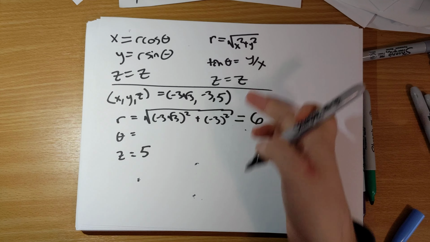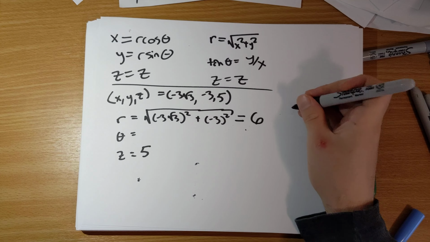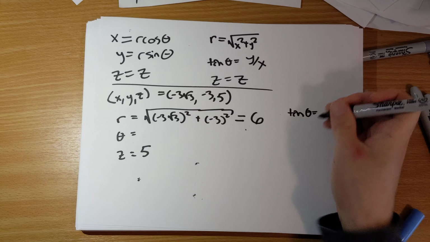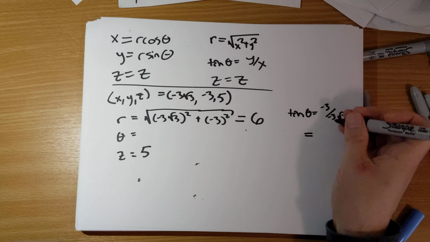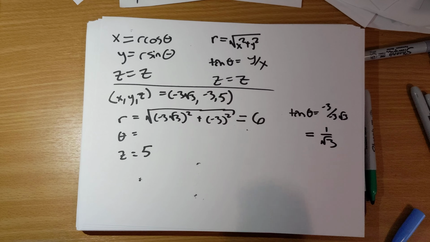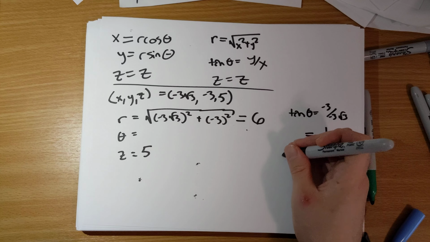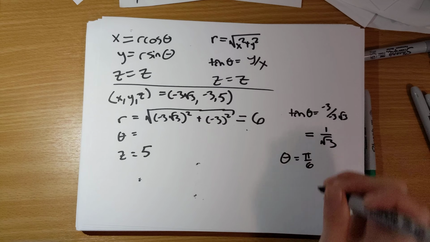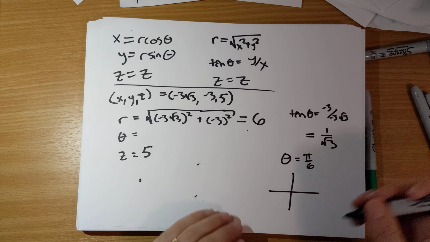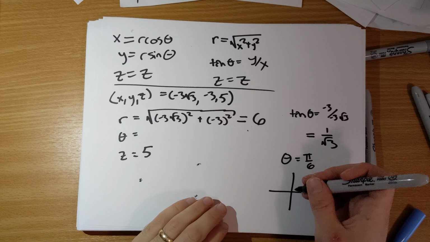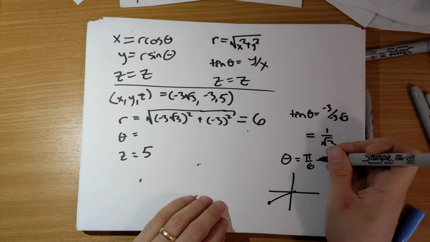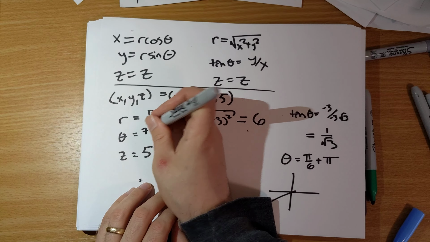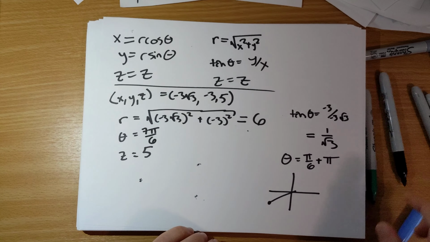Theta here, so tangent of theta is y over x, is -3 over -3 square root 3. So tangent theta is 1 over square root 3. So we might think that theta is equal to pi over 6, but we need to be careful about the quadrant that we're in. We are in the third quadrant down here, so it's not pi over 6, it's pi over 6 plus pi. Theta is 7 pi over 6.